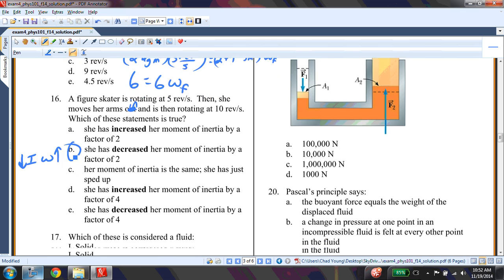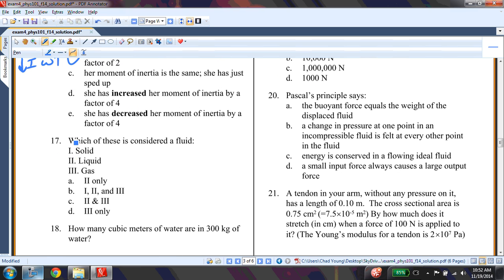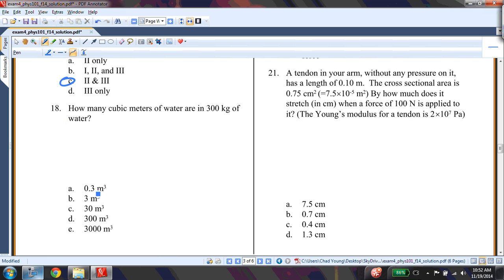Which of these is considered a fluid? Fluids are anything that flows, that's liquids and gases, 2 and 3. How many cubic meters of water are in 300 kilograms of water? Well, the density is 1,000, that's on your table. I know that density equals mass over volume. I'm looking for the volume.